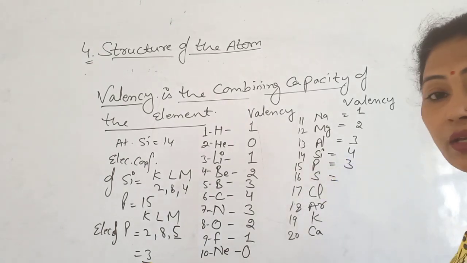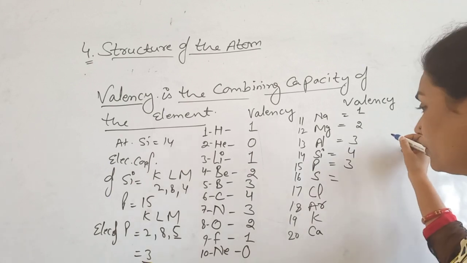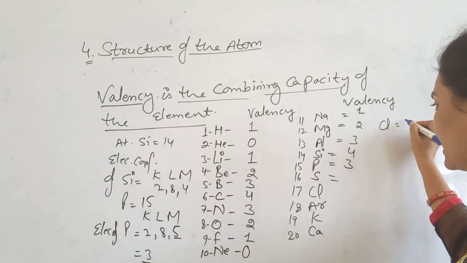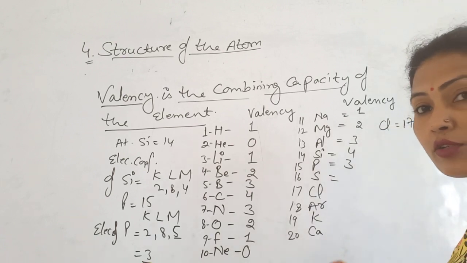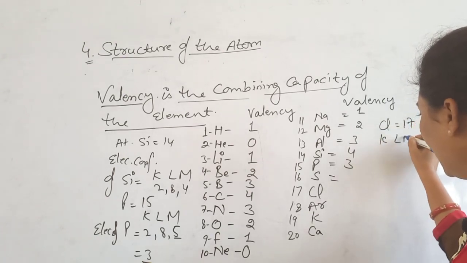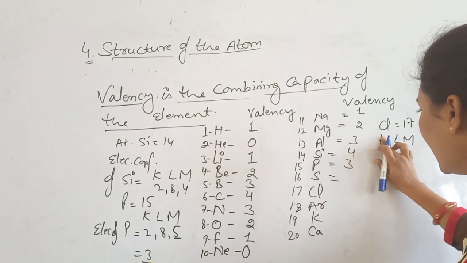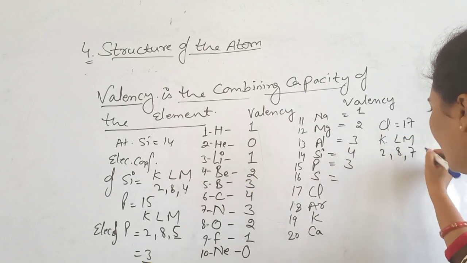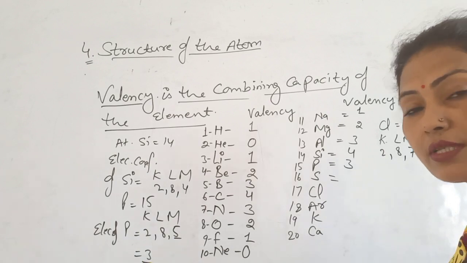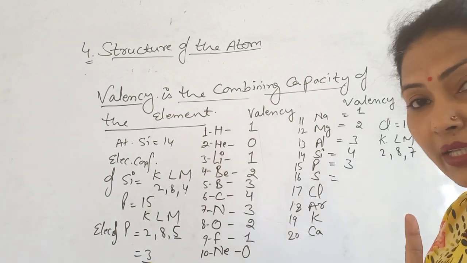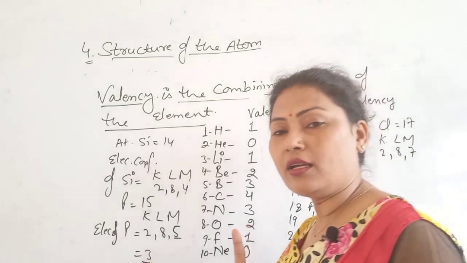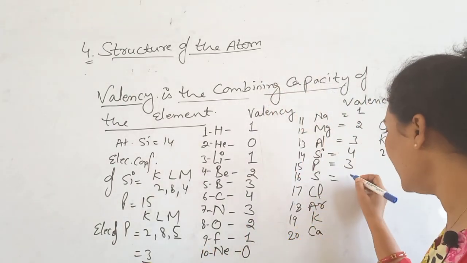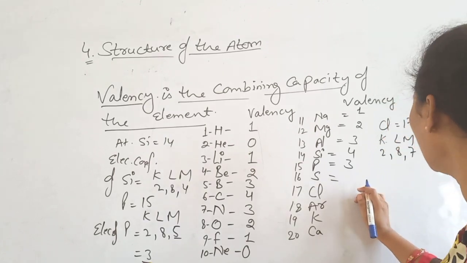Next, you can write the configuration for chlorine. Chlorine has atomic number 17. So you can write K, L, M. K shell contains 2 electrons, L 8 and M 7. So we need 1 electron to complete the 8 electrons in the chlorine shell. So what will we get? 1. So valency is 1 here.